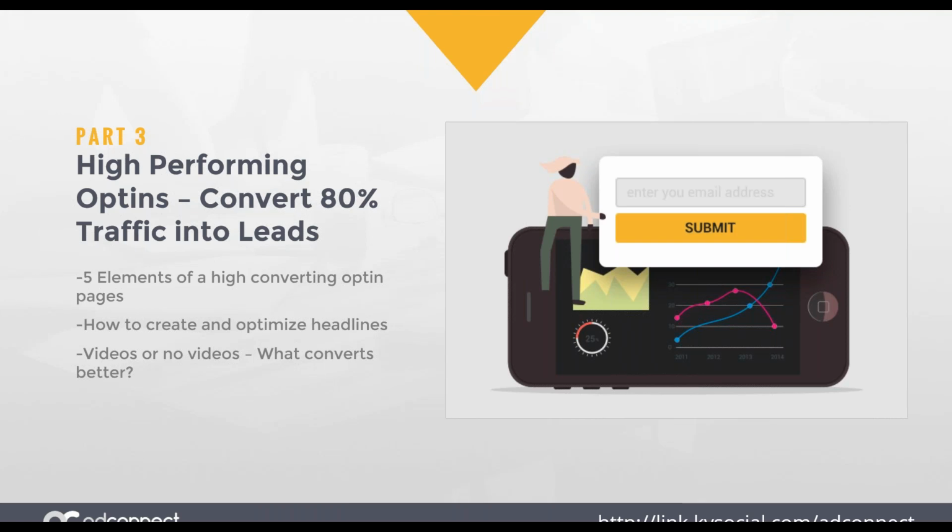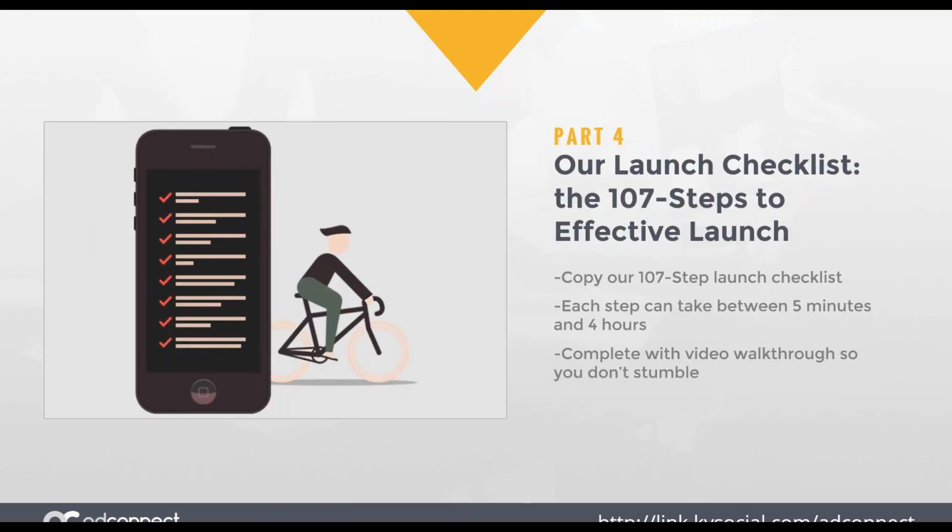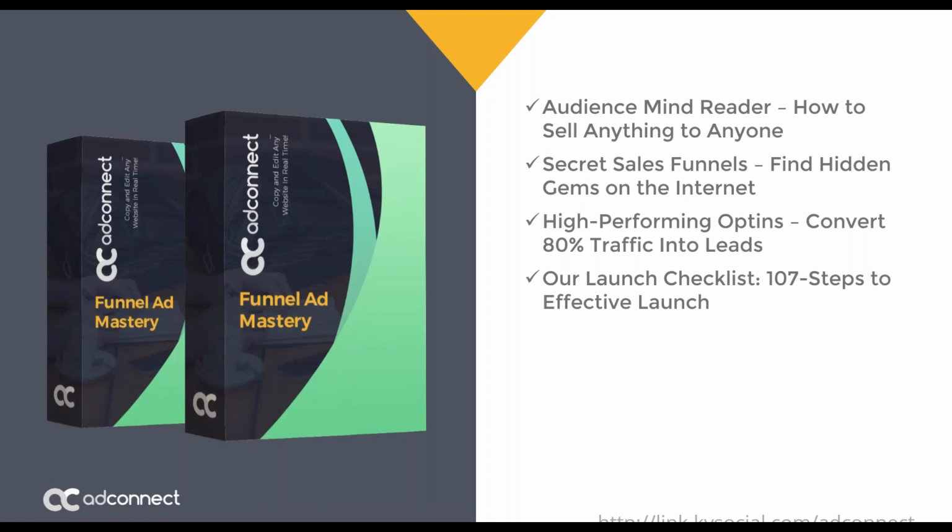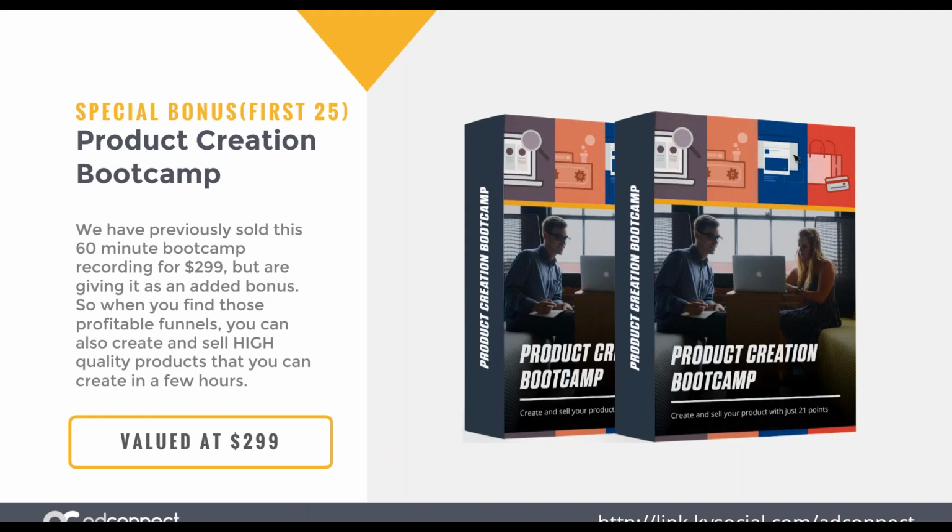We're also going to get part 3, which is the high performing opt-in to convert 80% of your traffic into leads, and of course our own launch checklist. This is going to be a 107-step checklist on how to launch your own product. So again, if you want to run paid ads better, and also you want to launch your own product, this is going to be a master class training that you can get as well.